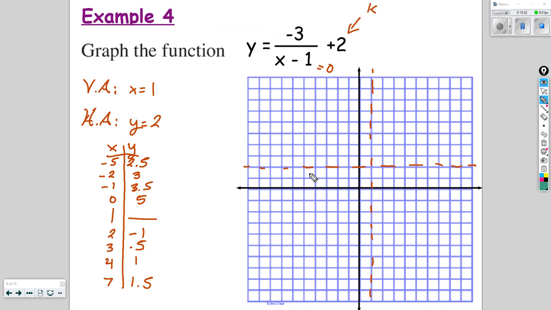So we have -5, 2.5, -2, 3, -1, 3.5, 0, 5. We have 2, negative 1, 3.5, 4, 1, whoops, then 3.5, not negative 0.5, right there, there we go, and then 7, 1.5.